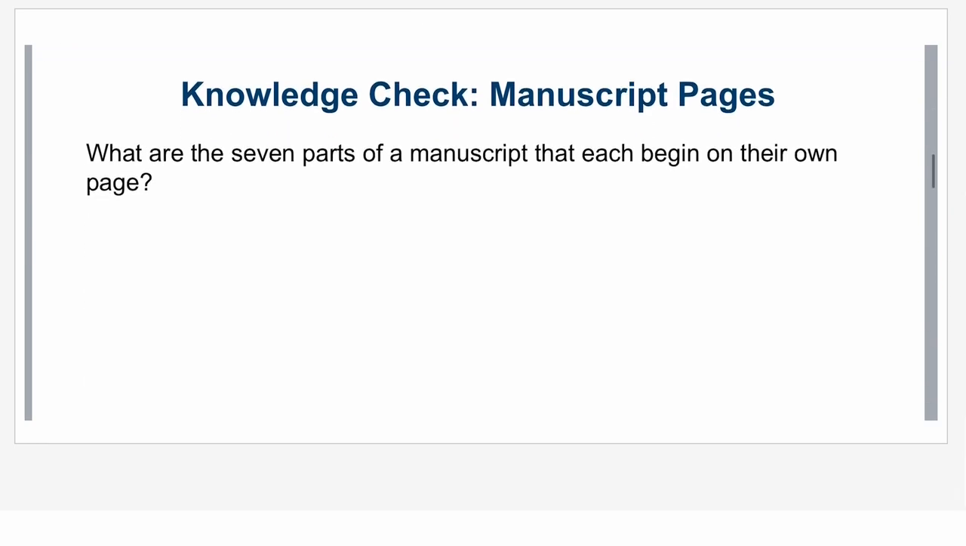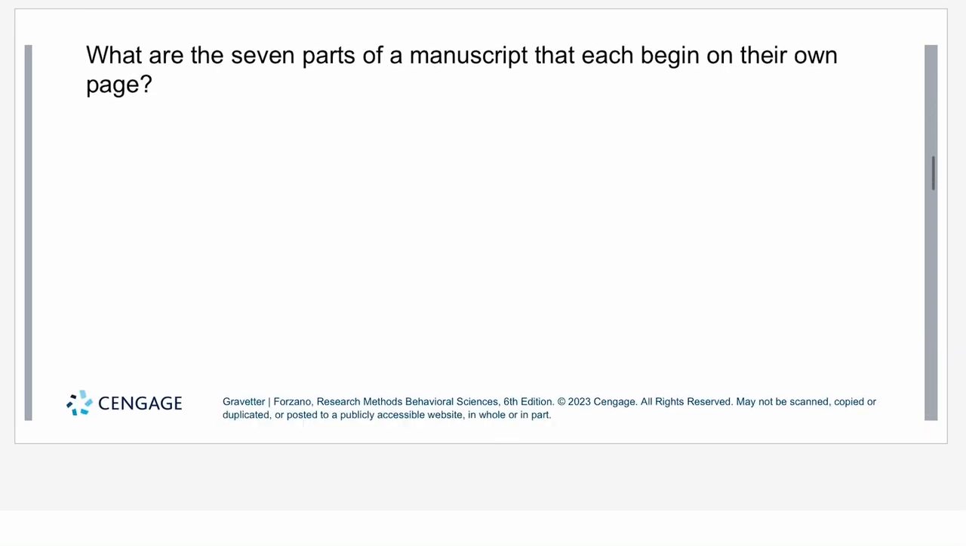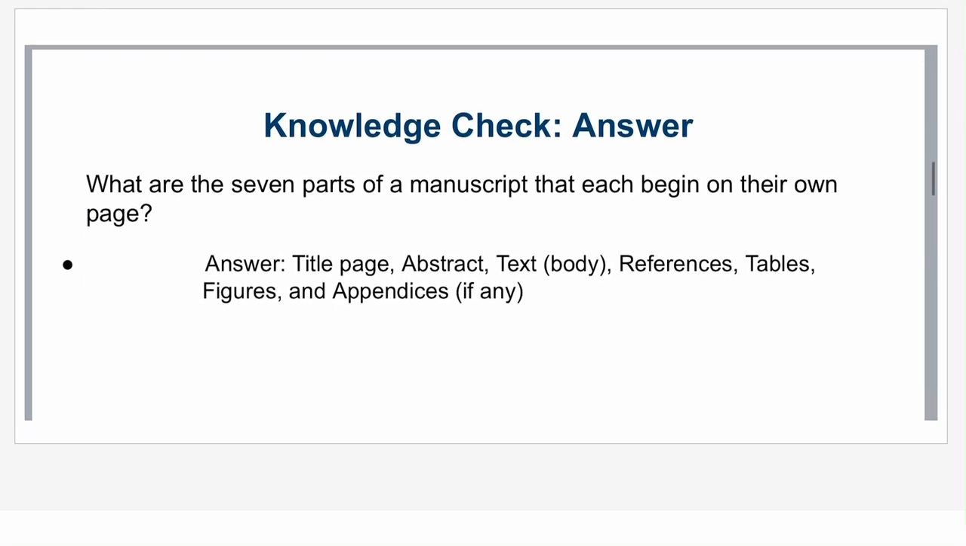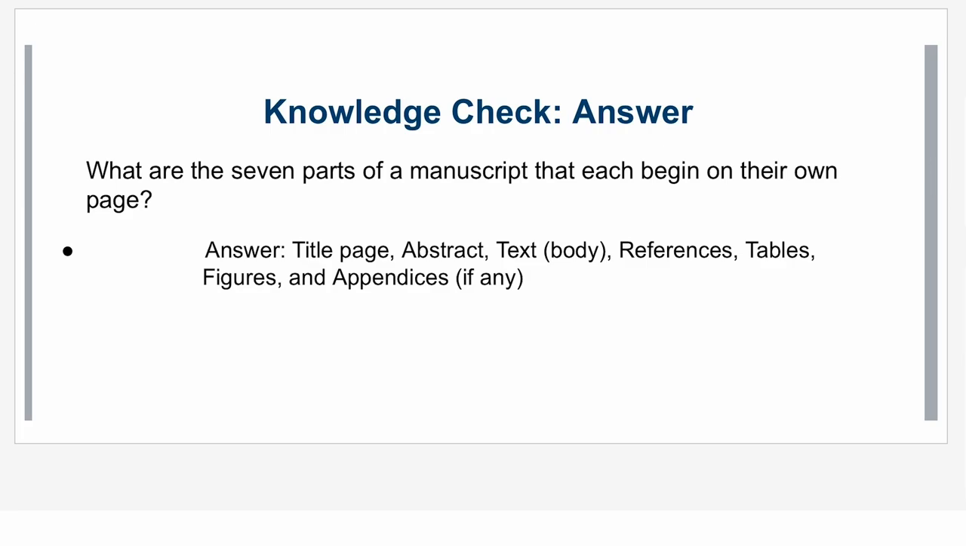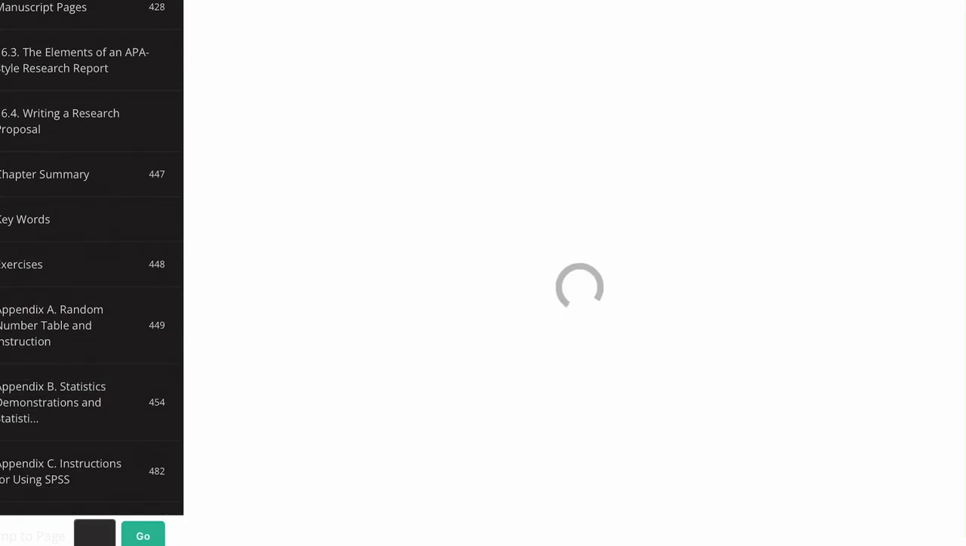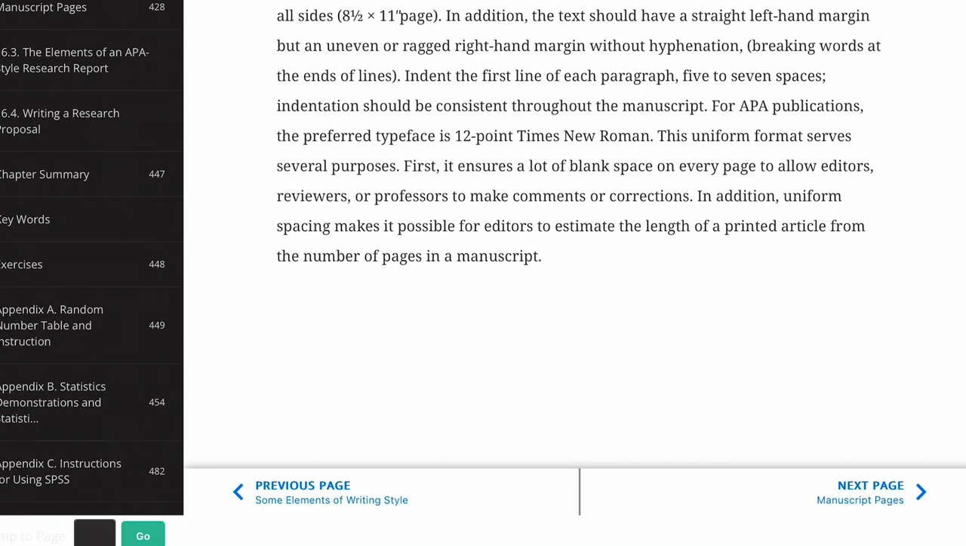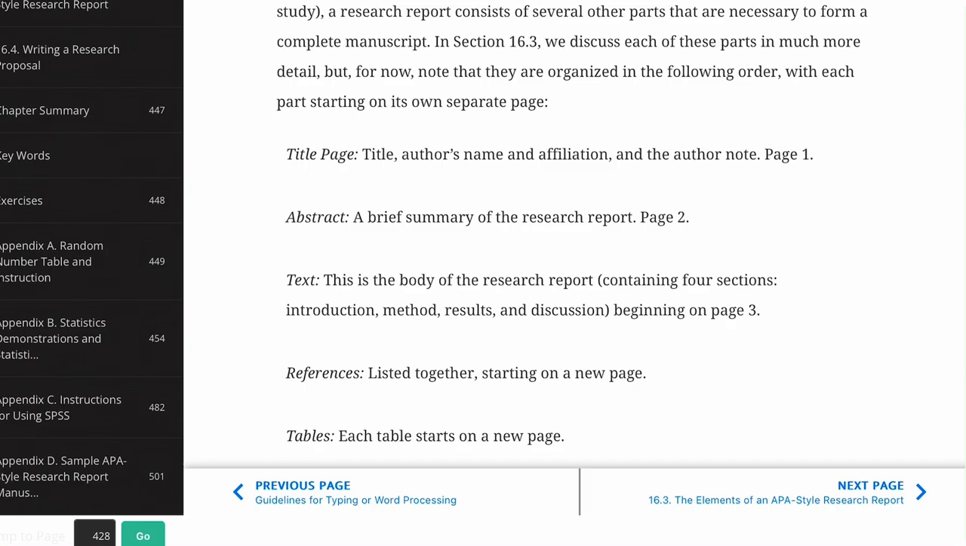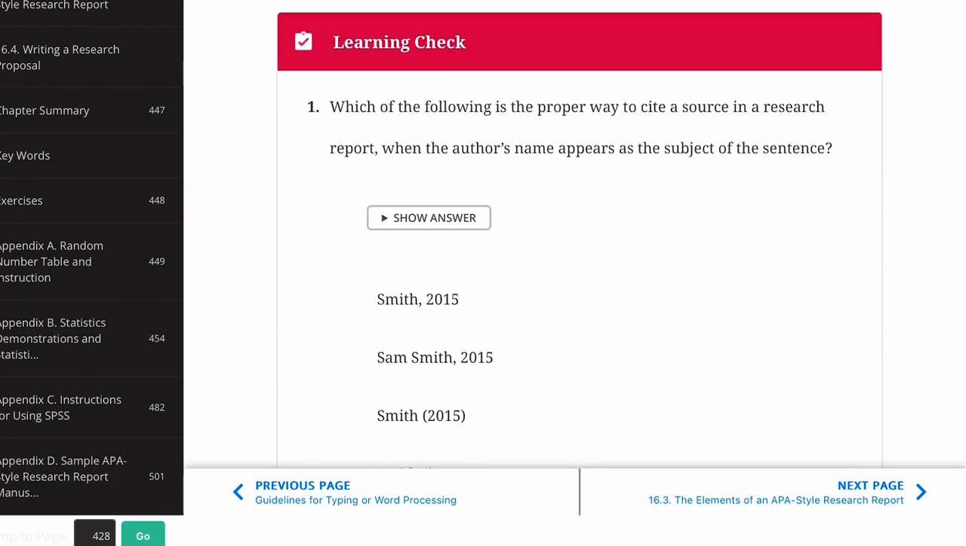So that is the basic rundown of that. What are the 7 parts of a manuscript? We literally just went over that. Title page, abstract, body of the paper or the text, references, tables, figures, and appendices or appendix, if any. So we have our learning check really quickly, which is just to make sure you understand the basic formatting things.